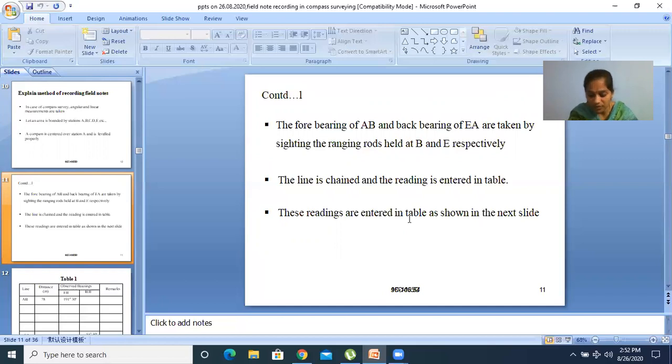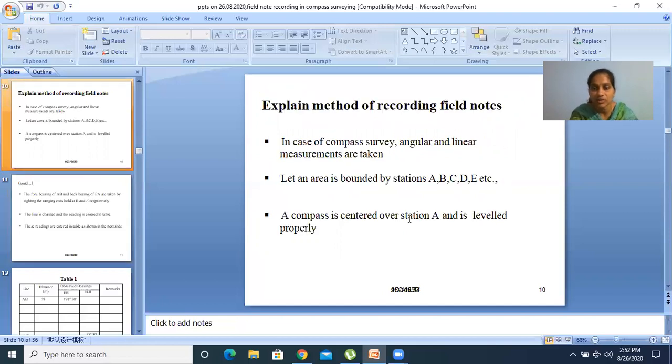So first we kept our compass at A. From A, what are the bearings we will take? From A, the forebearing of AB. What is the next station? B station. So AB forebearing has been taken, and back bearing of EA. So from A station, we are taking two bearings, that is forebearing of AB line and back bearing of EA line.